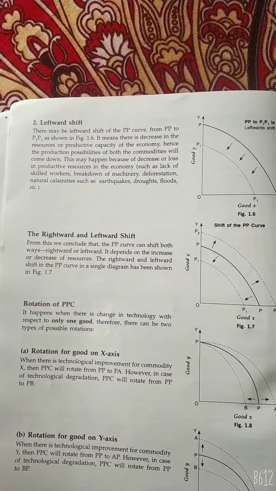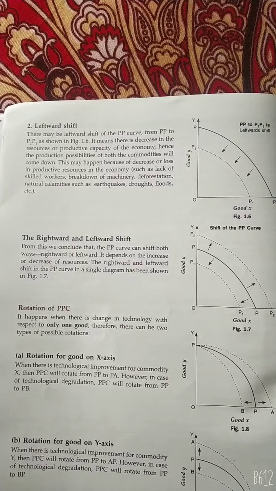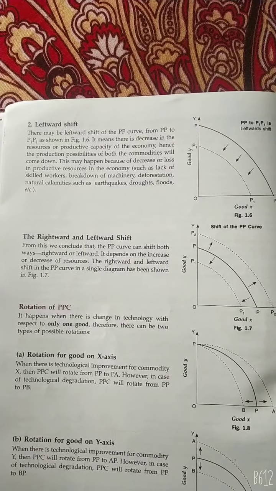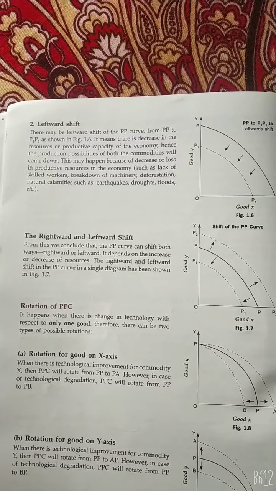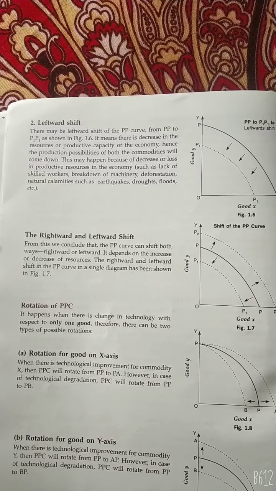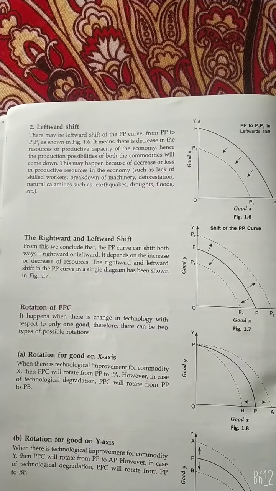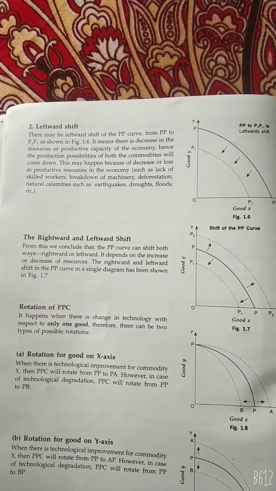Now the rightward and leftward shift. From this we conclude that the PP curve shifts both ways, rightward and leftward. It depends on the increase or decrease of the resources. The rightward and leftward shift of the PP curve in a single diagram is shown in the figure.